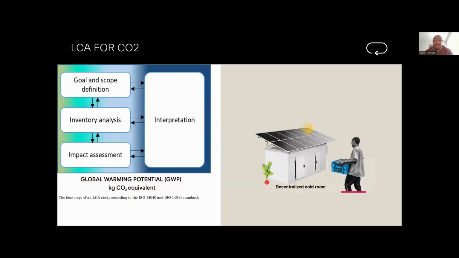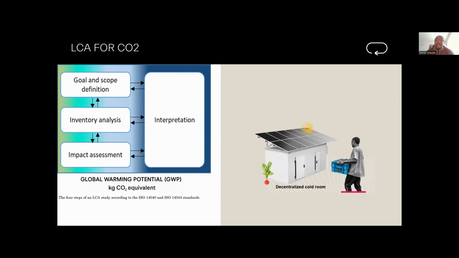Great. Now, this slide shows you the typically four basic steps of applying the LCA method, right? LCA is already standardized. So to estimate the greenhouse gas impact of each cold room, we use the LCA approach, following the internationally recognized standards, ISO 14040 and ISO 14044, right? And this is often structured in four iterative steps.